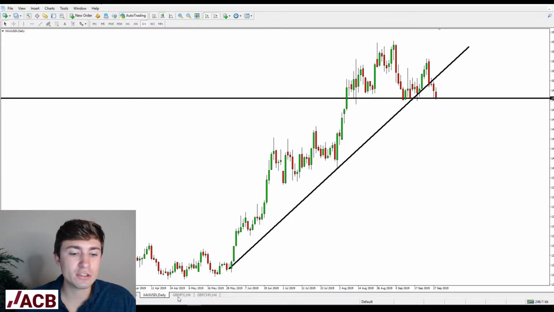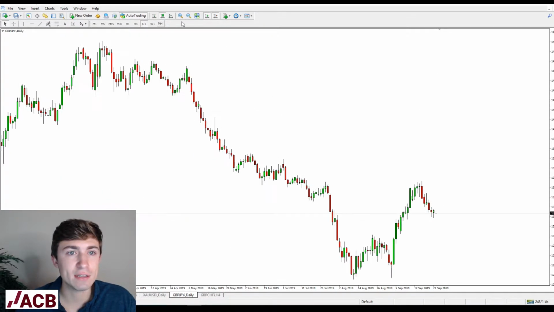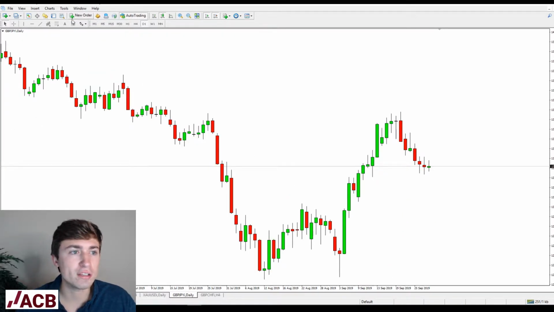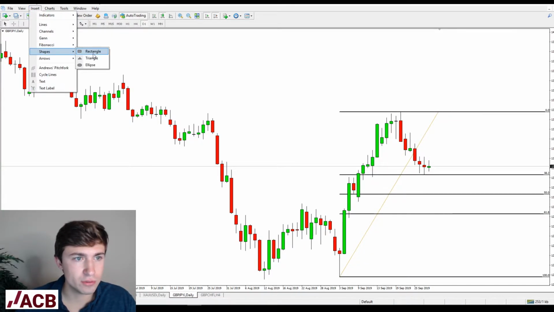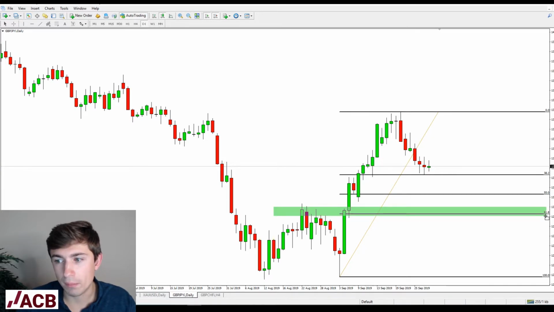So let's take a look at GBPJPY. If we take a look on the daily chart, still a downtrend here, but we are seeing a pullback on a strong move to the upside. And so one thing to consider here is that we do have some interesting zones right around this 61.8% retracement.